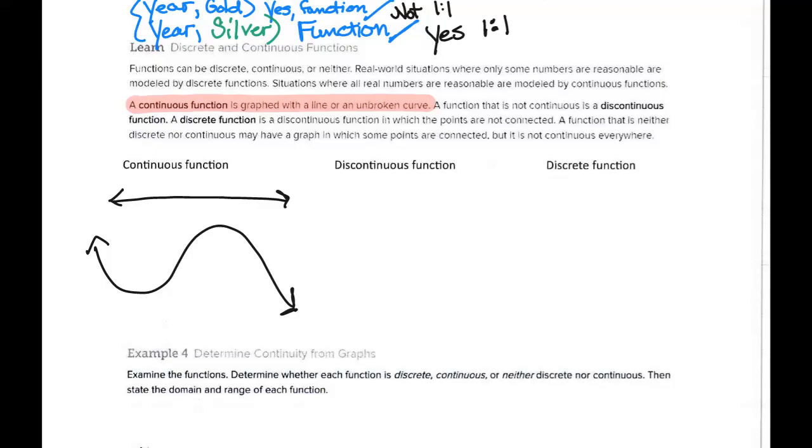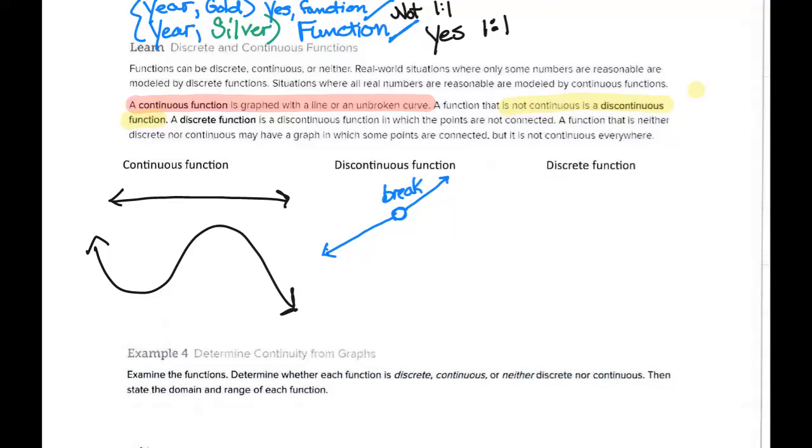All right? A function that is not continuous is going to be over here. It is discontinuous, and it's going to have some sort of break. Something like this. And see how there's a break in it. That means at that spot, there is a break.